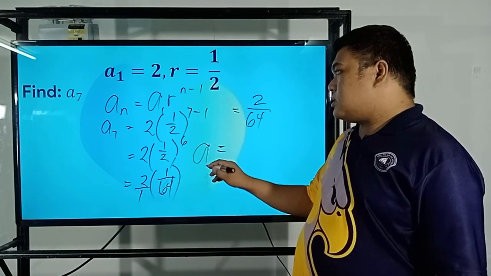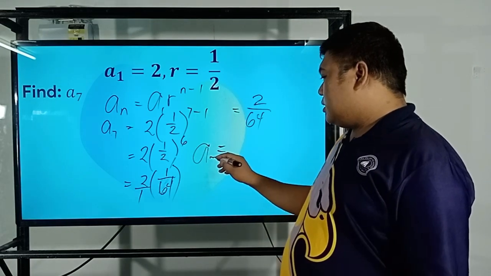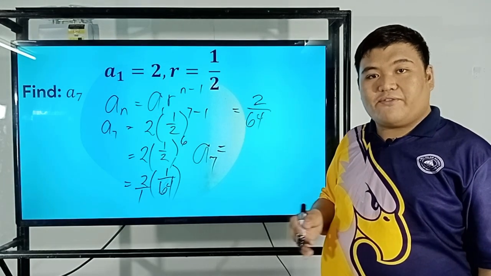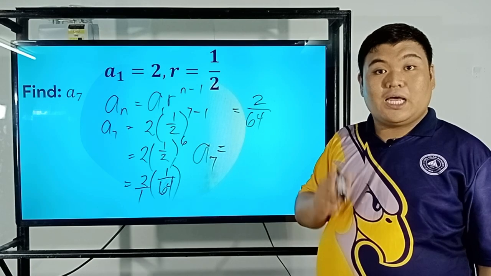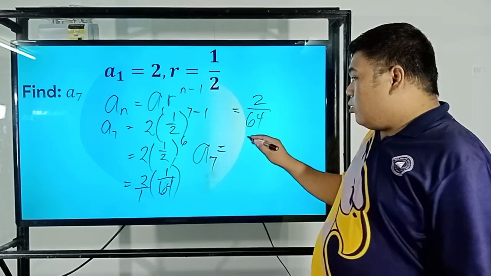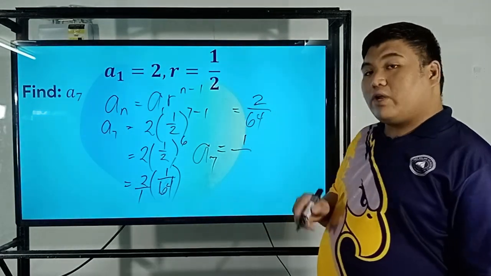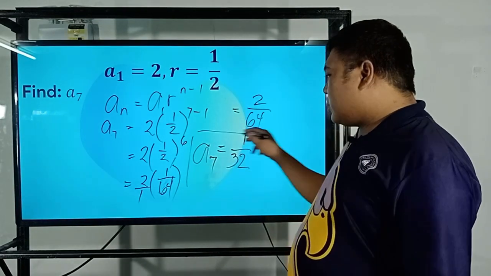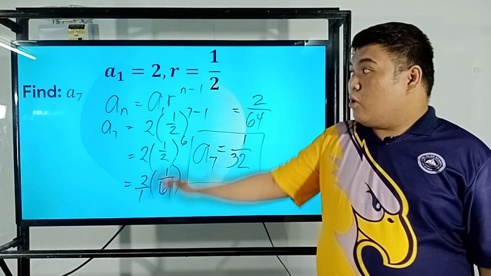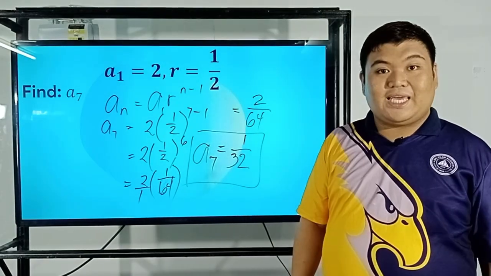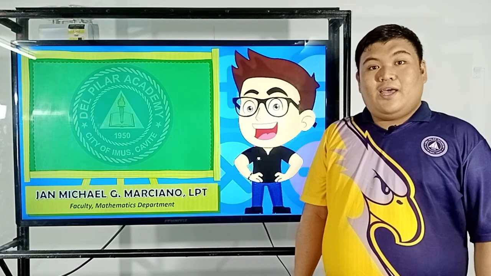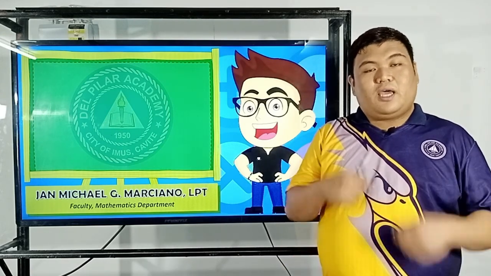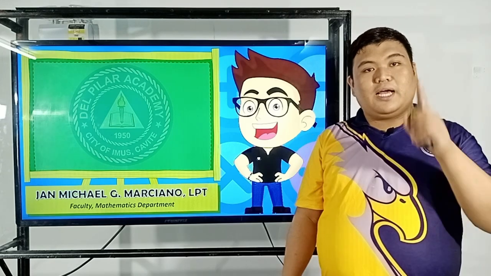So, kapag ni-lowest term natin yan, 2 over 64, saan ba divisible? Parehas si 2 at si 64. So, parehas sa 2. 2 divided by 2, 1 over 64 divided by 2 is 32. So, the 7th term and the final answer is 1 over 32.